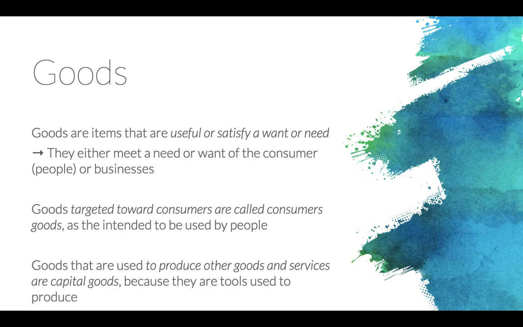Key points to write down for this slide are that goods are useful or satisfy a want or need, and that goods targeted toward consumers are consumer goods, and goods used to produce other goods or services are capital goods. Moving on.